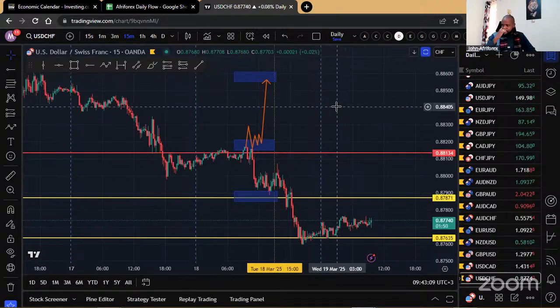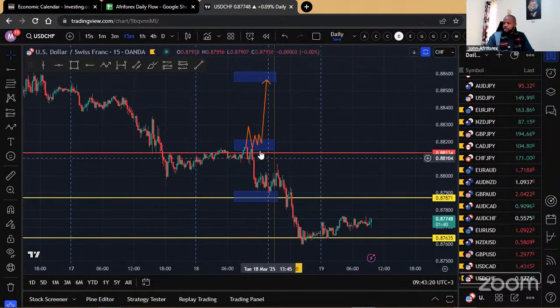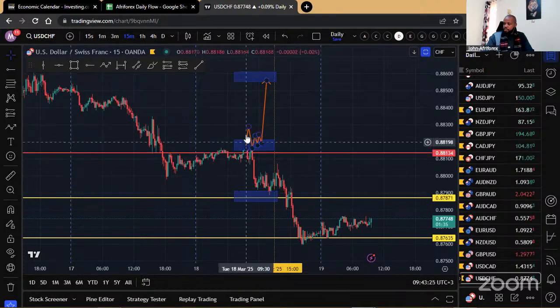So last but not least, for all the currency pairs and on the USDs, we have the US dollar against the Swiss franc. For this one, yesterday we were trying to see whether we could have gotten some buying opportunities. So you can see the three areas that I had pointed out. In the morning, price was here. I pointed out that we're expecting price to break and hold above this region for us to look for the buys. Unfortunately, that didn't happen.